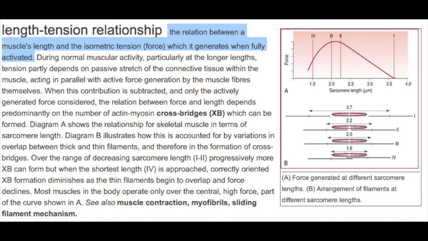So first mentioned is altered length tension relationships. A length tension relationship just refers to there being a direct relationship between the length of a muscle and its ability to produce tension or force. So there is an optimal length at which a muscle is able to produce the most amount of tension or force. If you didn't know, muscles cross joints and they can either become shortened or stretched.